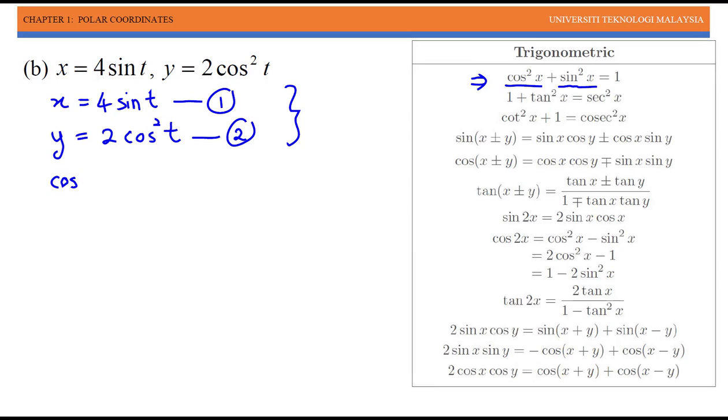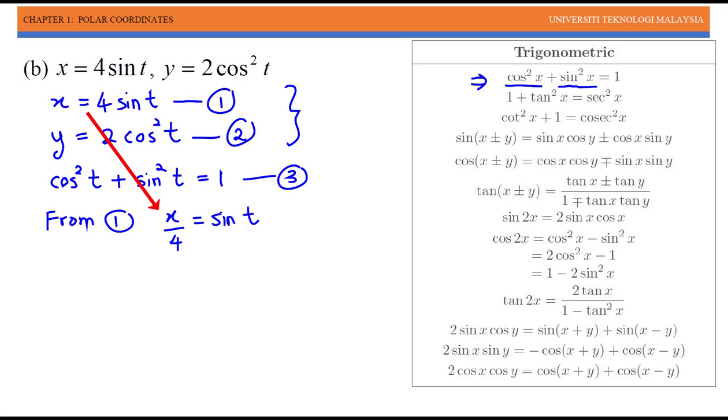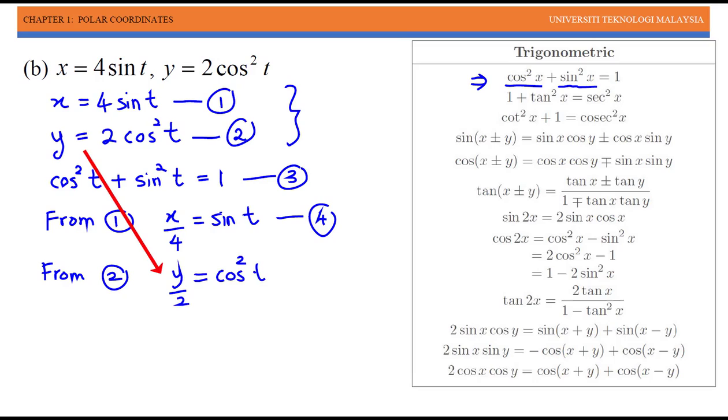So you have the formula, and you can use t because the question is in t, right? So cos squared t plus sine squared t equal to 1. Let's say this one is equation 3. From 1 you have x over 4 equal to sine t. Let's say this one is equation 4. And then from 2 you have y over 2 equal to cos squared t. Let's say this one is equation 5.